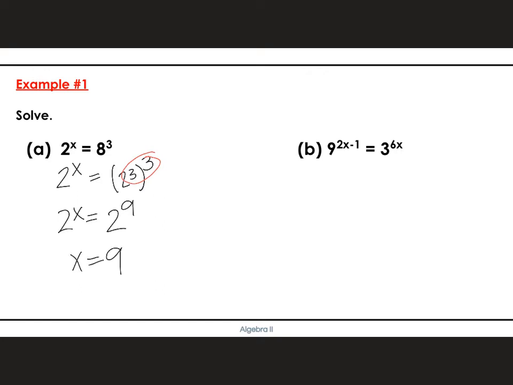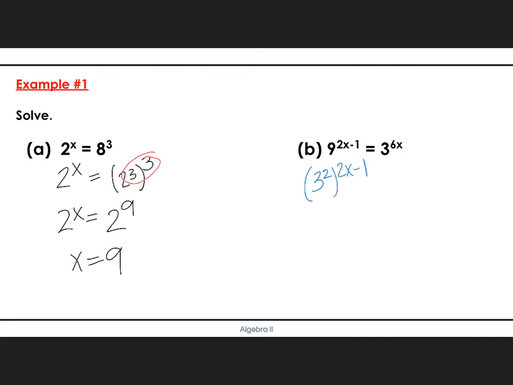So if you want to, you can go ahead and pause right now and work on problem B and then come back. Or if you need to see another example, then I'm going to work that one now. Okay, so again, my bases are different. My base on the left is 9. My base on the right is 3. 3 is already a prime number, so I'm going to rewrite 9 in terms of 3. I know that 9 can be rewritten as 3 squared. So that's going to be 3 squared, and that replaces my 9. And then I have 2x minus 1.